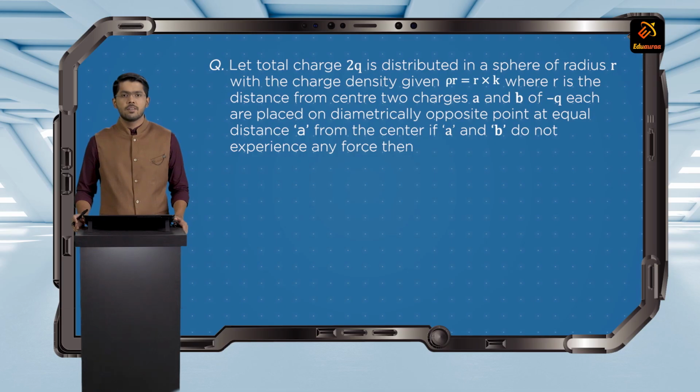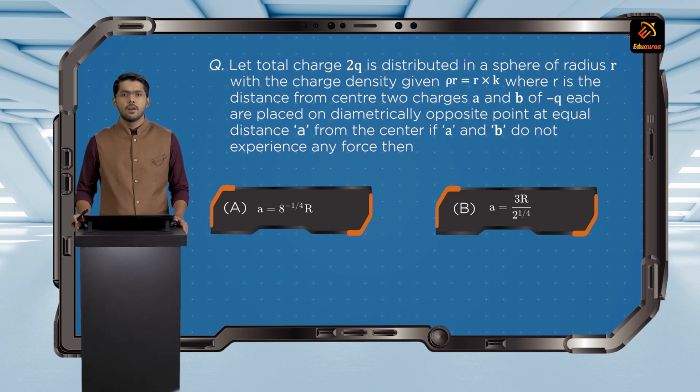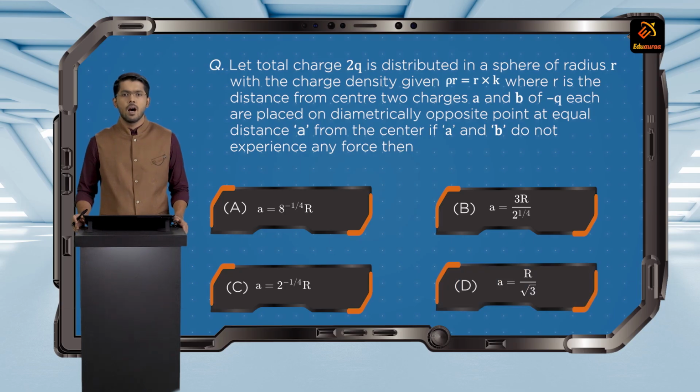the center. If A and B do not experience any force, then option A: a equals 8 to the power minus 1 by 4 into R. Option B: a equals 3R by 2 to the power 1 by 4. Option C: a equals 2 to the power minus 1 by 4 into R, or option D: a equals R by root 3. This question was asked in JEE Main 2019, 12th April, 2nd session.